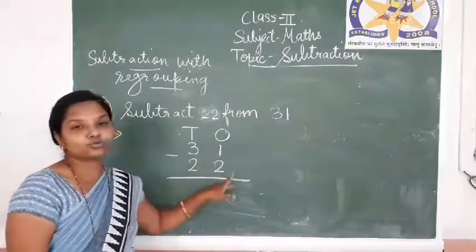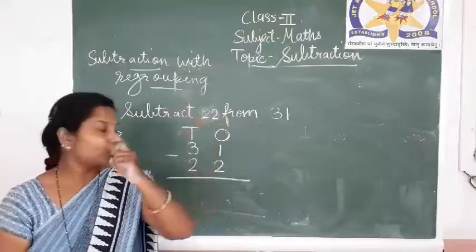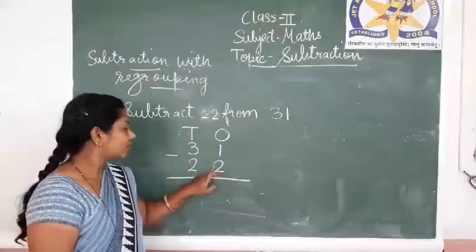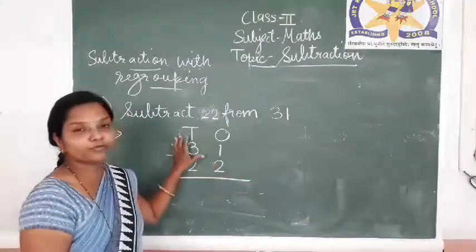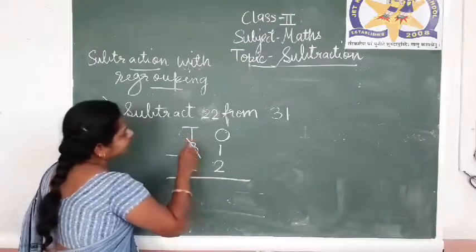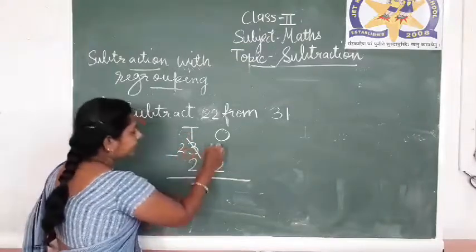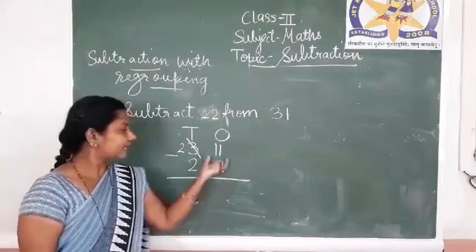Now 1 minus 2, only one chocolate. Can I minus 2 from it? No. So what do we have to do here? We have to regroup. Again we have to borrow from the tens. If I borrow 1 from 3, it becomes 11. Now subtract 11 minus 2.